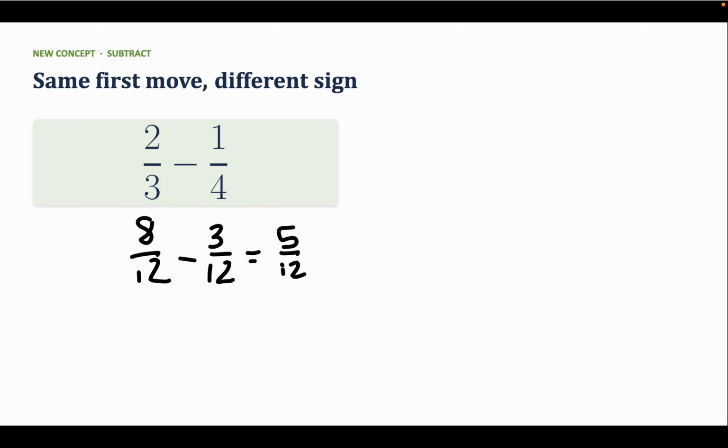And then the second question we should ask ourselves is, can this fraction reduce? And no, this one can't, because 5 and 12 do not have common factors. So that was our reduced fraction. So again, the very first question for any fraction, when you're adding or subtracting, are the denominators the same?